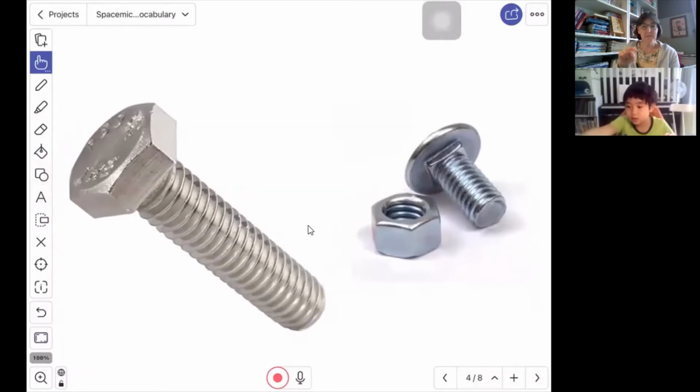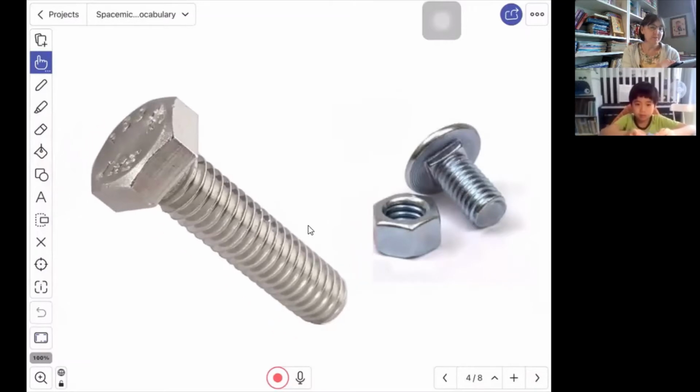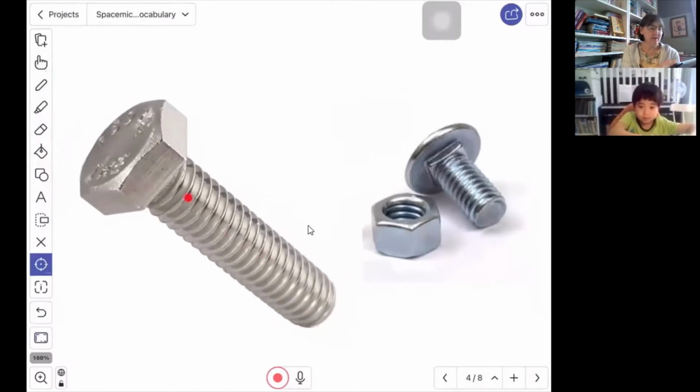But the bolt, like this, you put the bolt inside and you put the nut back here. Yes, right, exactly. And it will not move. That's right. So this piece here is called the bolt.